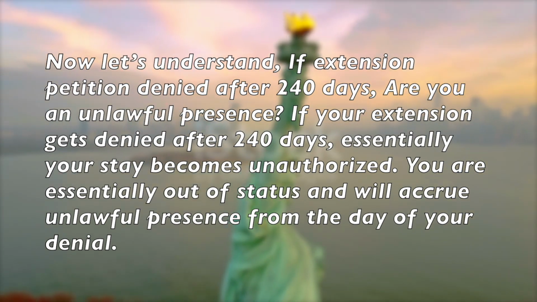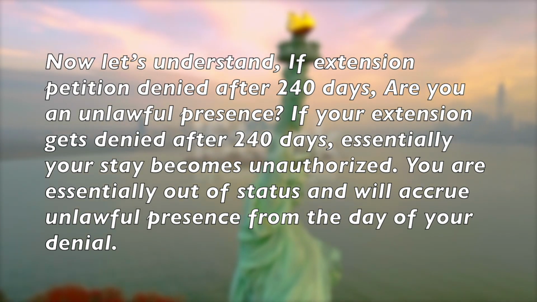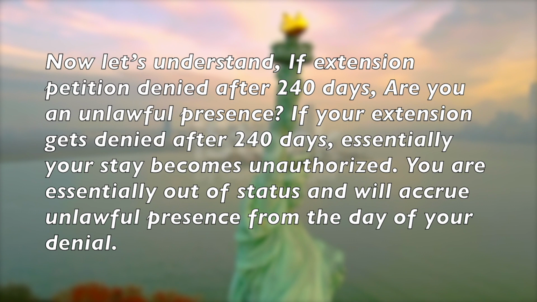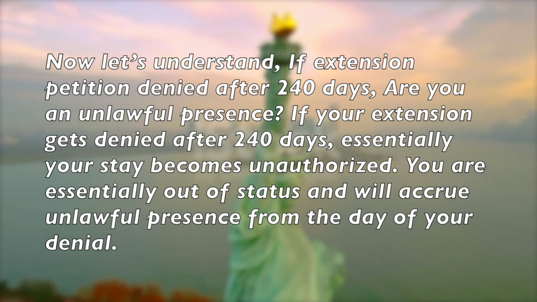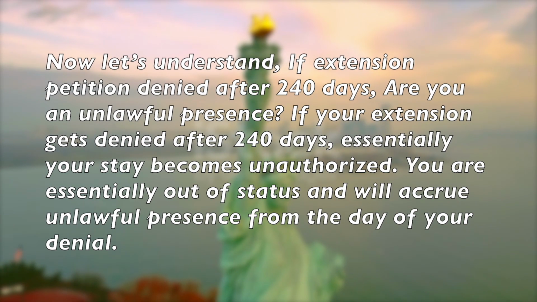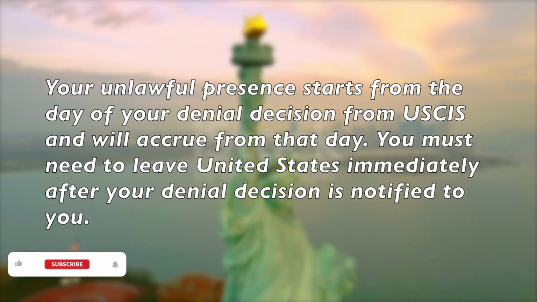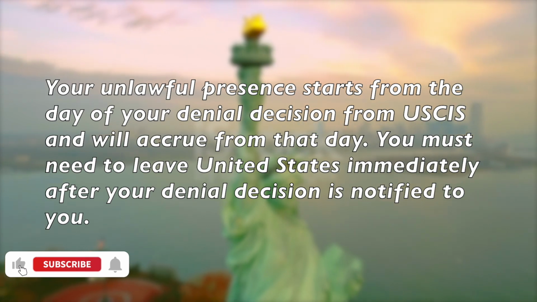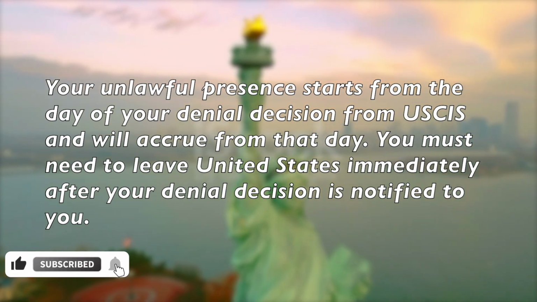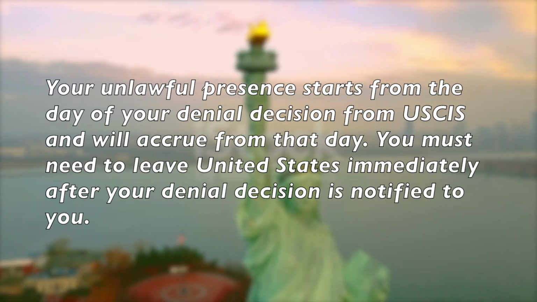Now, let's understand: if the extension petition is denied after 240 days, are you in unlawful presence? If your extension gets denied after 240 days, essentially your stay becomes unauthorized. You are out of status and will accrue unlawful presence from the day of your denial. Your unlawful presence starts from the day of your denial decision from USCIS. You must leave the United States immediately after your denial decision is notified to you.